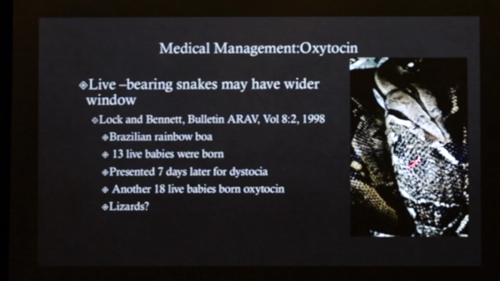One other thing quickly is that it does appear that viviparous snakes may have a broader window for that. There was a case where an animal gave birth to some babies. A week later, it came back in. They gave it oxytocin, and it actually gave birth to a few more healthy live babies. So it may be we've got a bigger window. I don't know about our viviparous lizards. That's something we need to learn about.